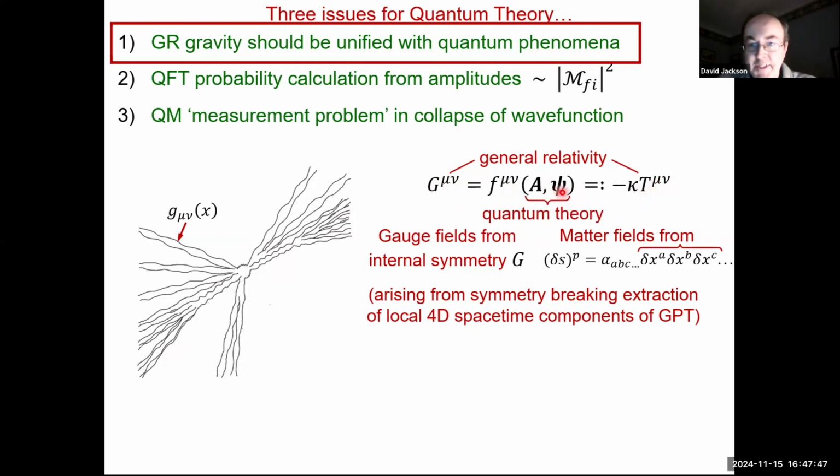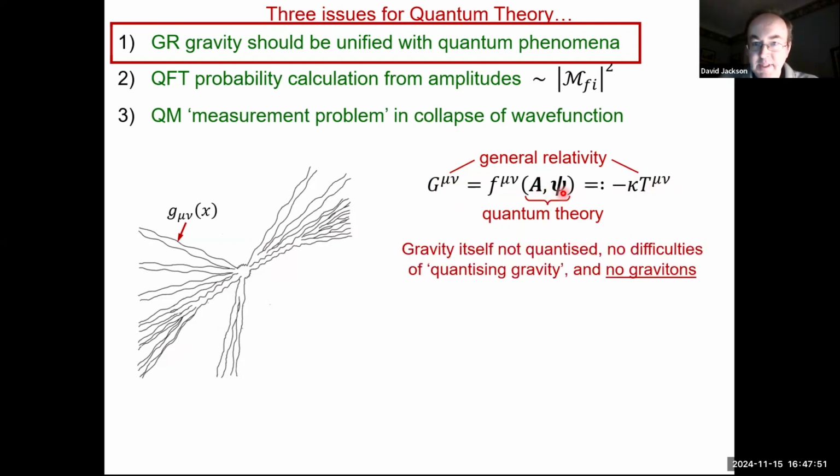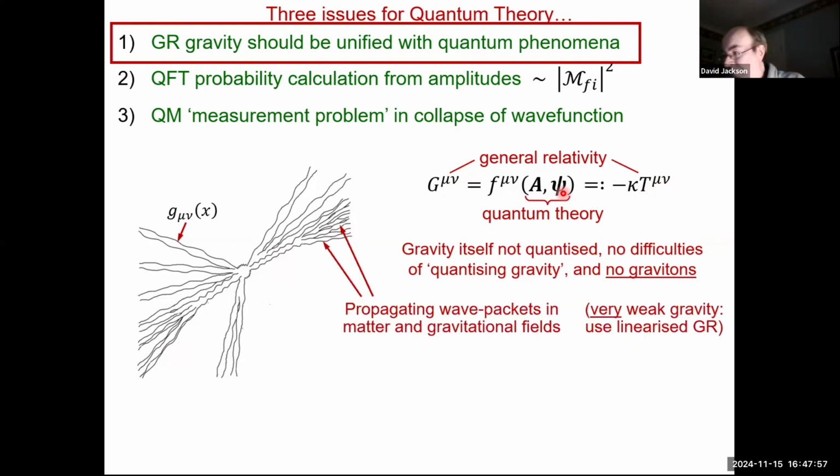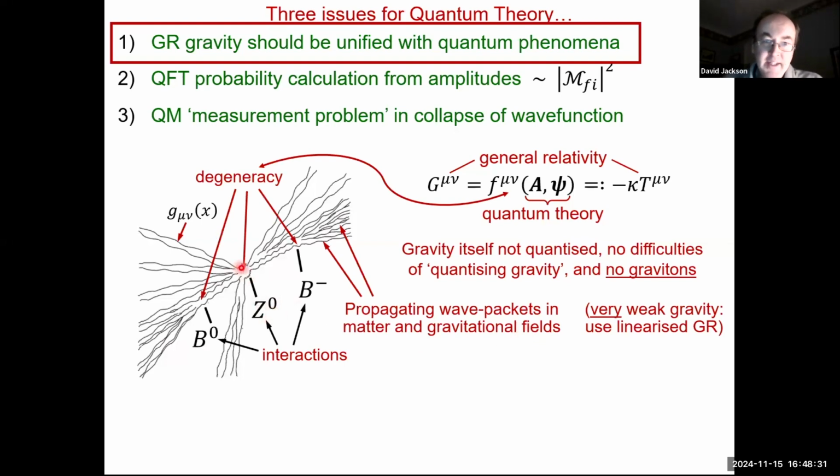And quantum theory, we're coming from the properties of these field quantities here. So gravity is not quantized. There's no difficulty in quantizing gravity and no gravitons. Particles, elementary particles or smallest particles of matter are propagating wave packets in matter and the gravitational fields. You can't normally think of waves in it because of the nonlinear field equation. You can't normally think of gravity this way, but because the gravity is so weak, you can use linearized general relativity, and you can write down wave equations and wave packets and so on. So these can be thought of as wave packets in the gravitational field as well as matter fields. And where there's an interaction, that comes in a kind of degeneracy of the description in these local matter fields.